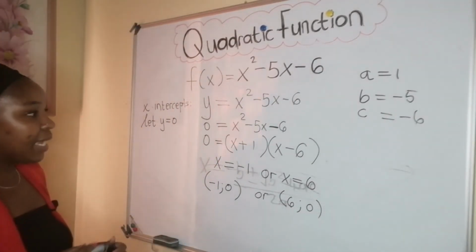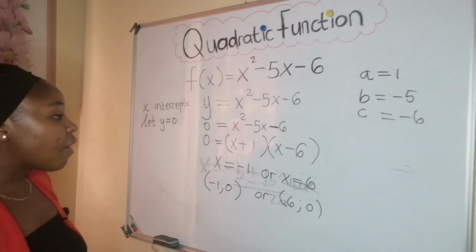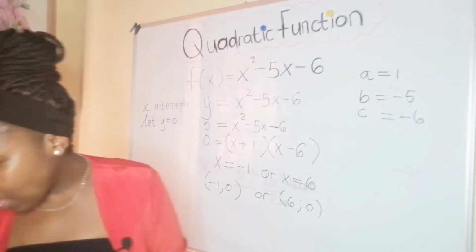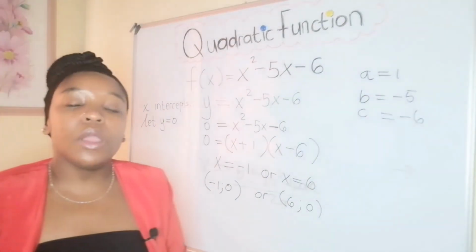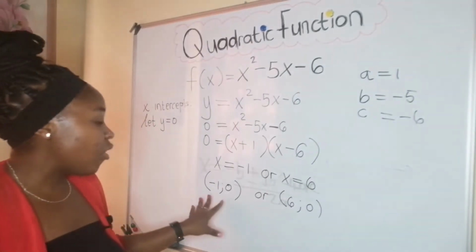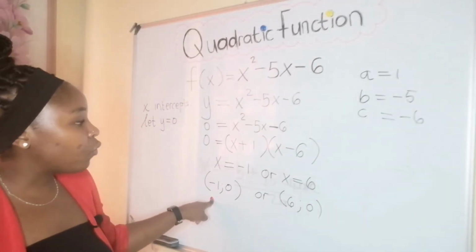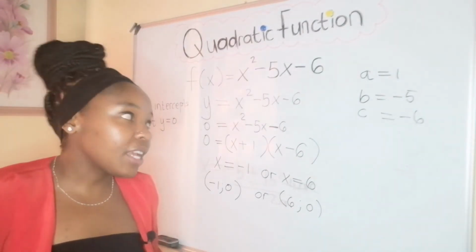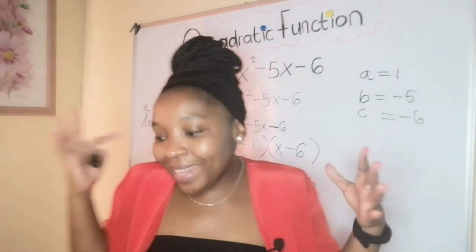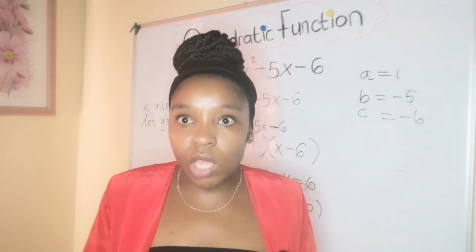Guys, can you see that we're getting somewhere? We've already found our y-intercept, which is negative 6, so when x is equal to 0, y is equal to negative 6. We've already found our two x-intercepts: when x is equal to negative 1, y is equal to 0, or when x is equal to 6, y is equal to 0. And now the next step in this process is to get our axis of symmetry.